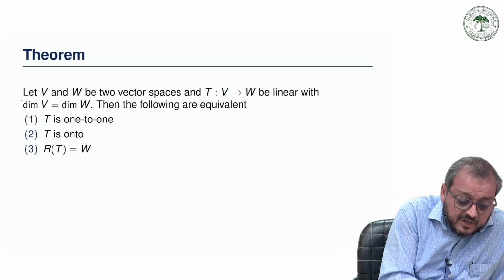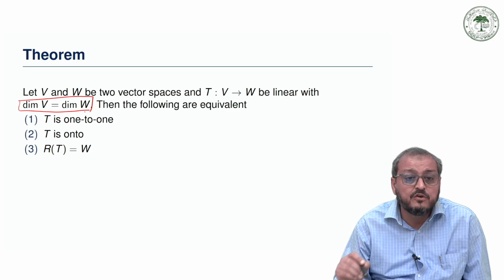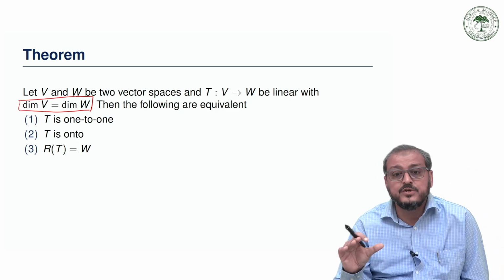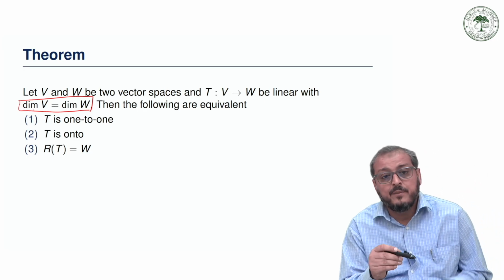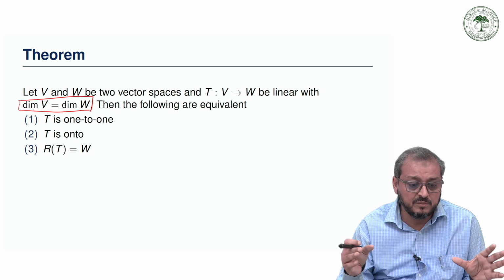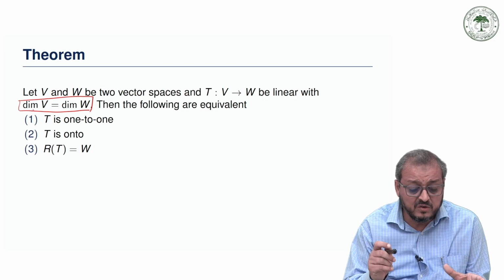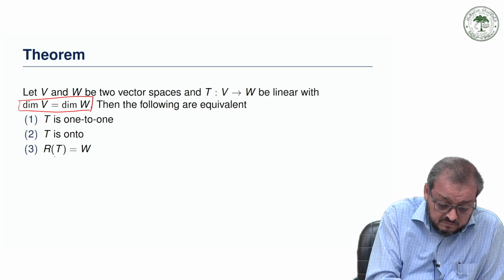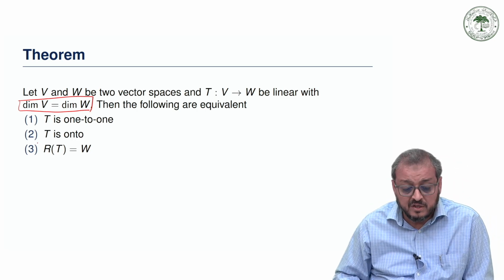We are saying that there is a very important condition here: the dimension of V must be the same as the dimension of W. Let V and W be two vector spaces, and let T from V to W be a linear map, with the dimension of V and the dimension of W being the same, which means both vector spaces have the same dimension. Then if T is 1-1, then T is onto and R(T) is equal to the whole of W. This means all these three conditions are equivalent.